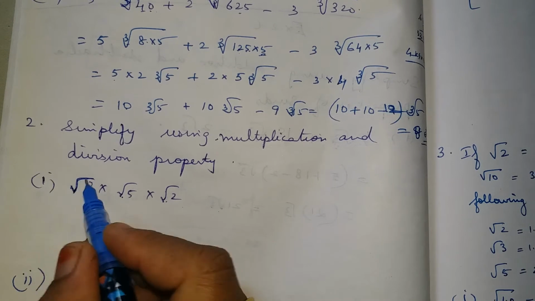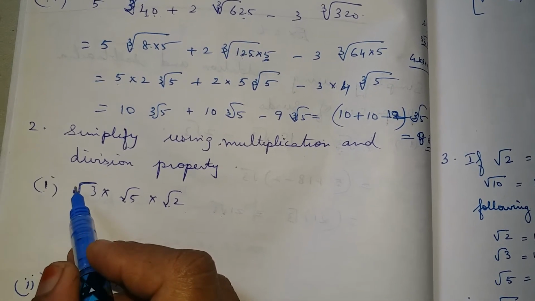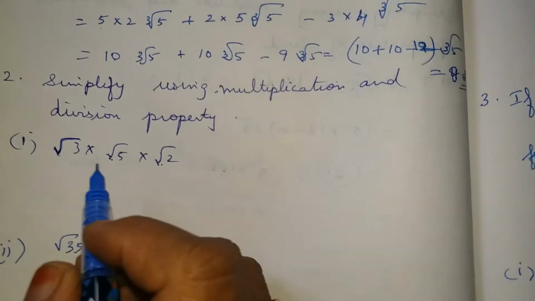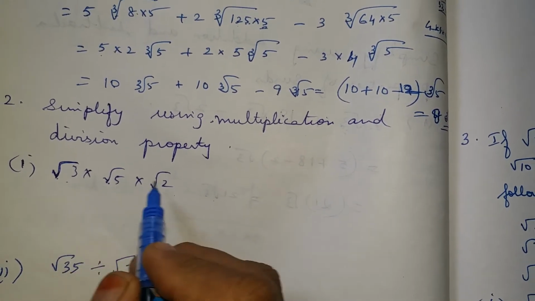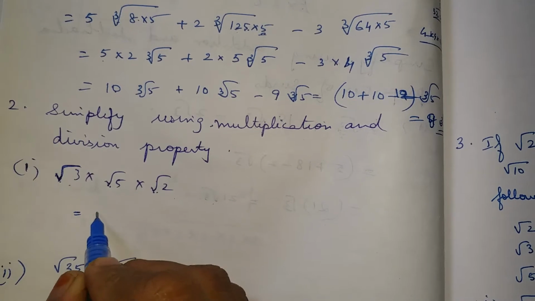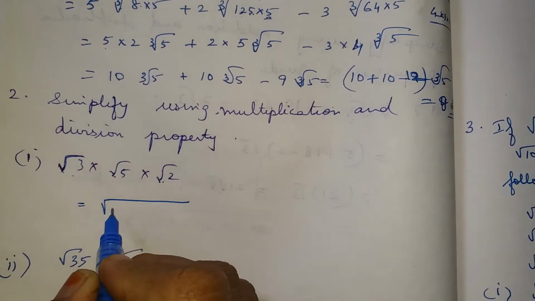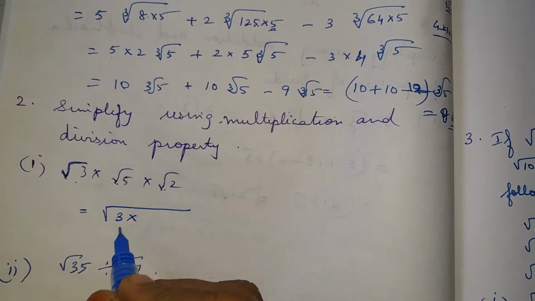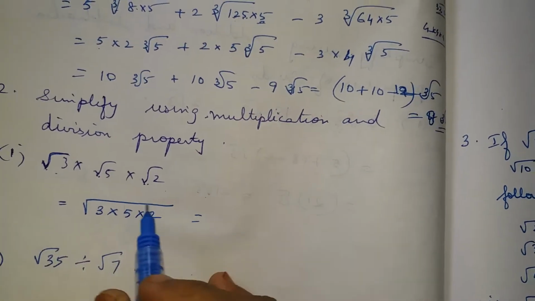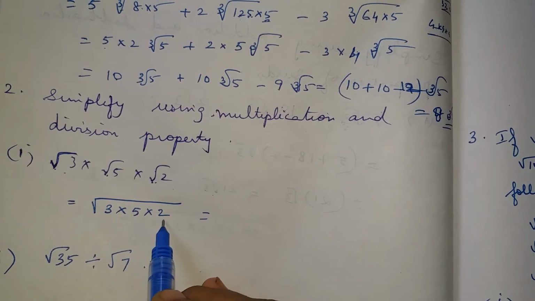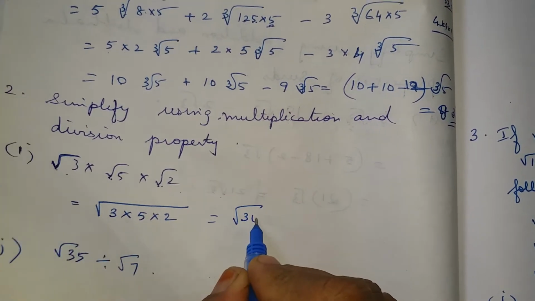So this is root, that means square root. If any order is not mentioned, it means square root. Square root of 3 into square root of 5 into square root of 2. Because they are of the same order, the values inside, that is the radicands, can be multiplied together. So square root of 3 into 5 into 2. 3 5s are 15, 15 2s are 30. So your value is root 30.